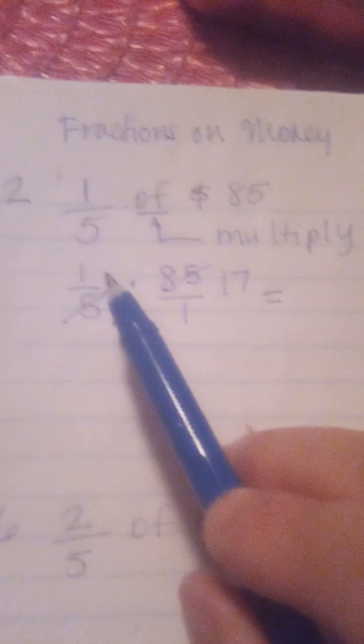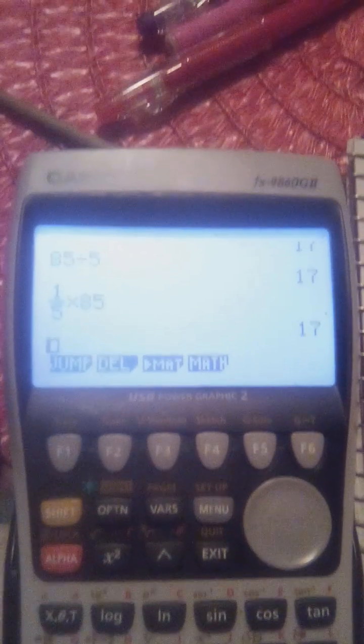5 divided by 5 is 1. So we're almost done cleaning it up. We have 1 times 17 is 17, and the denominator is 1. So simply our answer is 17. Let's check it out. 17. We got it. This is our final answer.